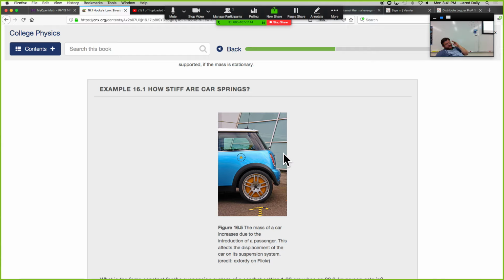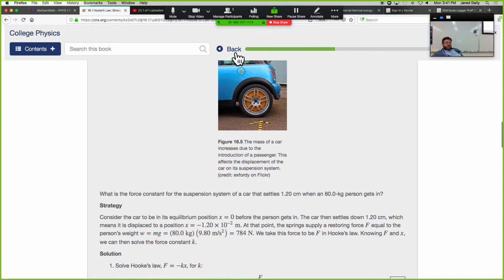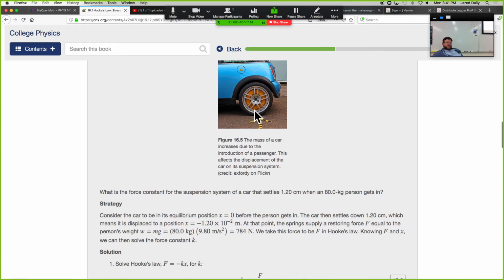Let's see if we can use Hooke's law, as we've done before, to do a real world problem like this, or springs in a car, right? So here you have a car wheel, and behind this orange brake disc or whatever it is, there is a spring. The spring allows the car to bounce up and down when it hits bumps on the road, right?